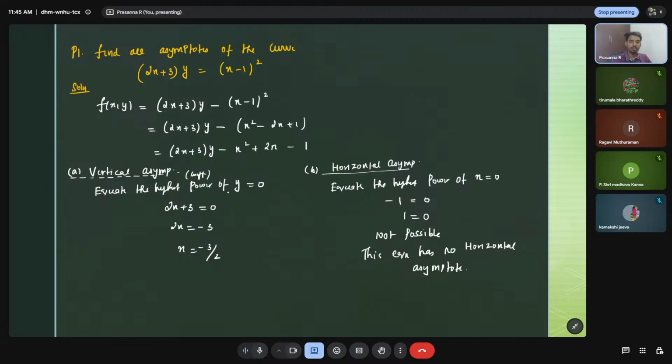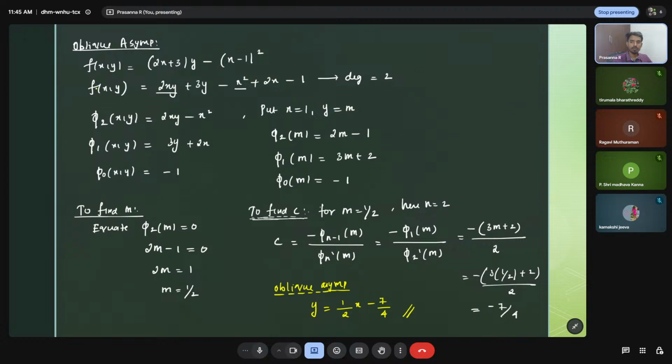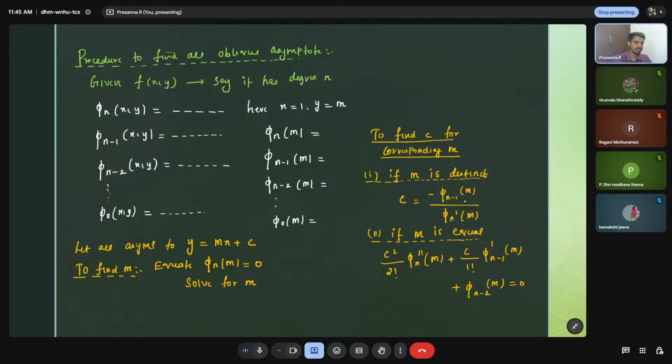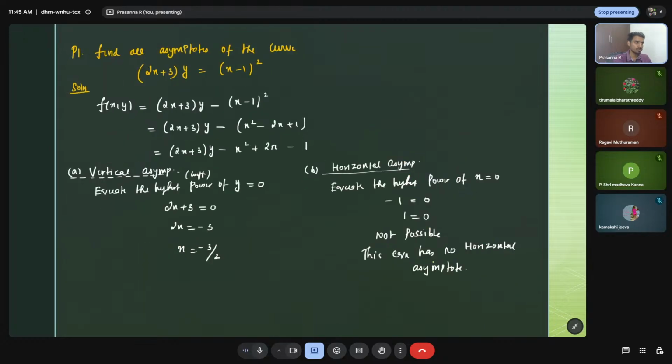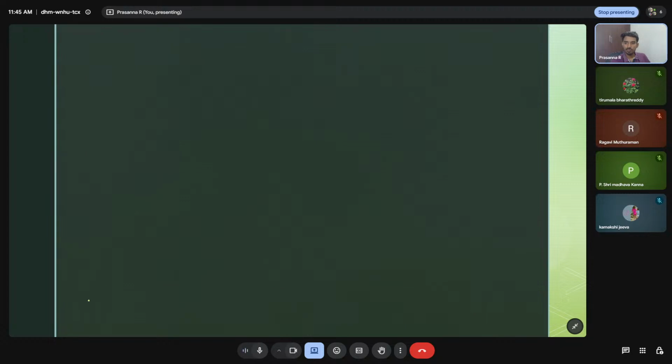Now, for vertical asymptote, equate the highest power of y to 0, and for horizontal asymptote, equate the highest power of x to 0. For oblique asymptote, for a function of degree n, you form the nth degree terms, the (n minus 1)th degree terms, and so on. You collect them, and in that you put x is equal to 1 and y is equal to m. You will get P2, P1, P0. Equate the highest degree term to 0 and you find m. And for that m, you have to find the corresponding c. If this m is distinct, you have to use this formula for c. And if this m is repeated, you have to use this other formula. Right? So we'll move on to our next problem.